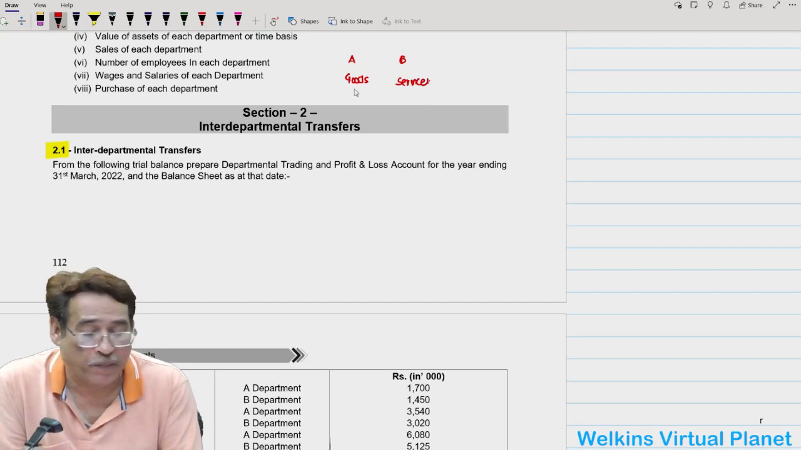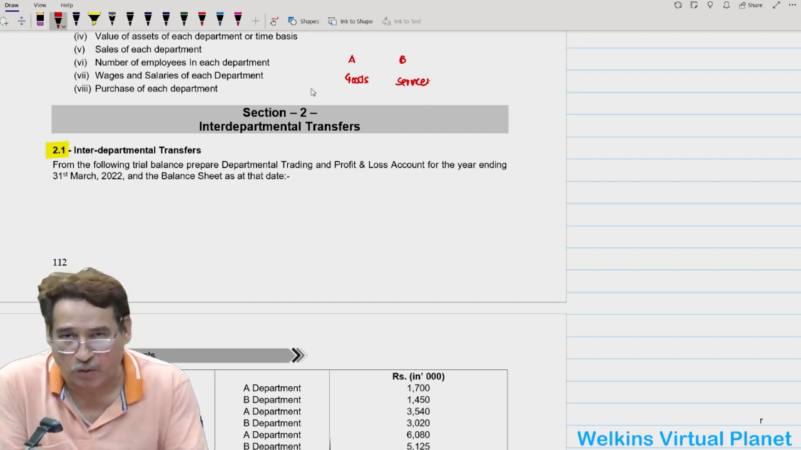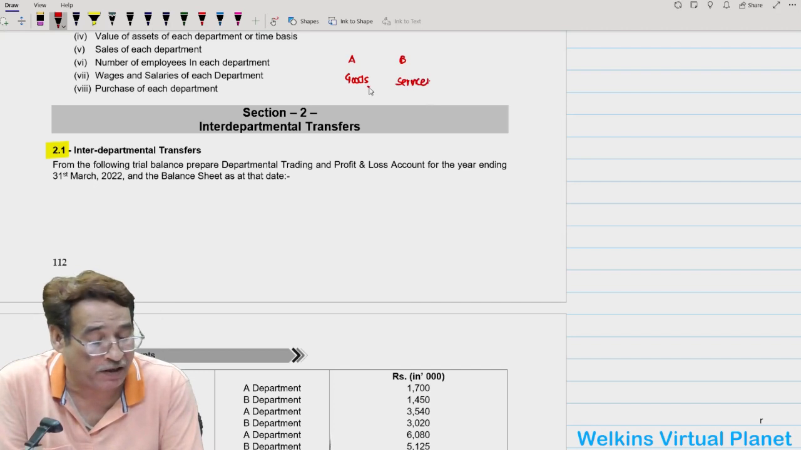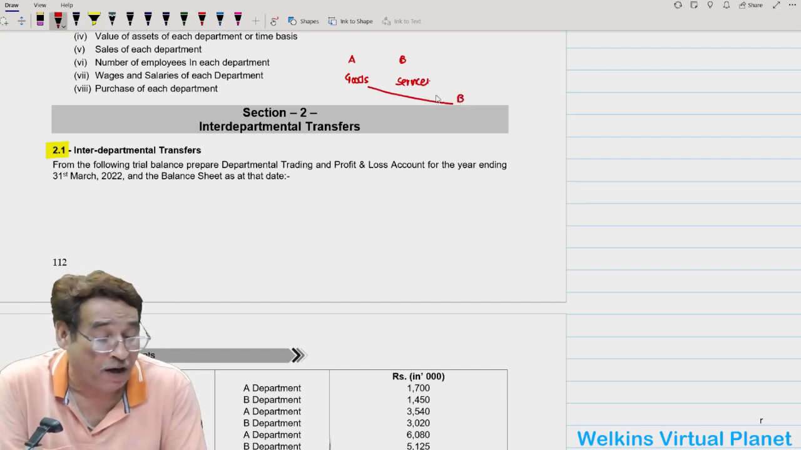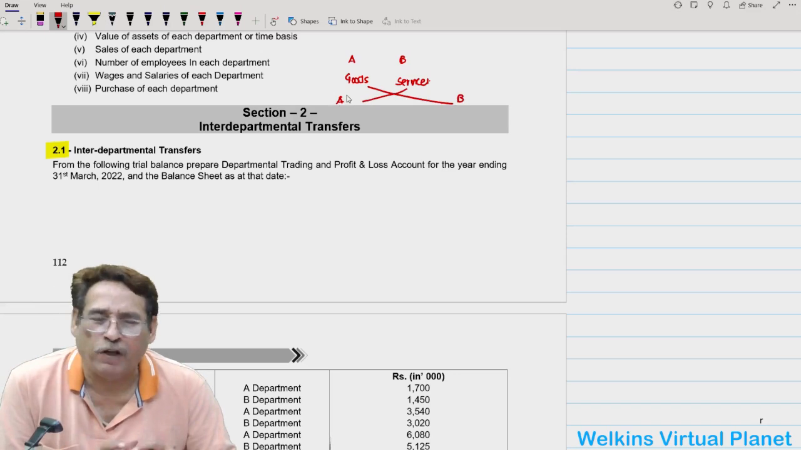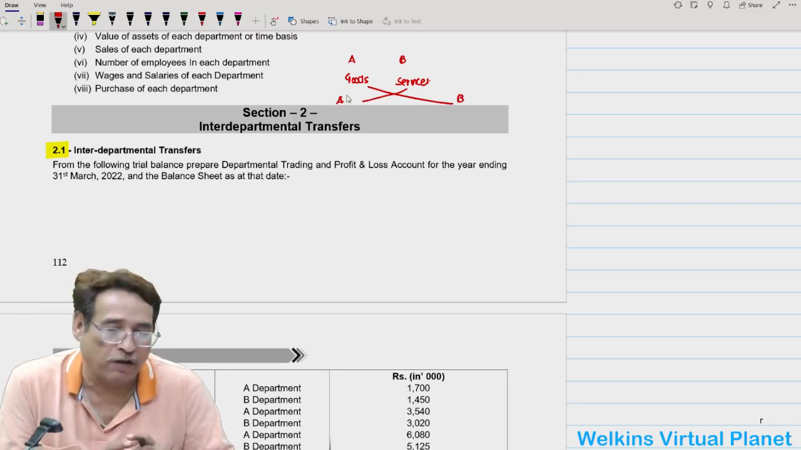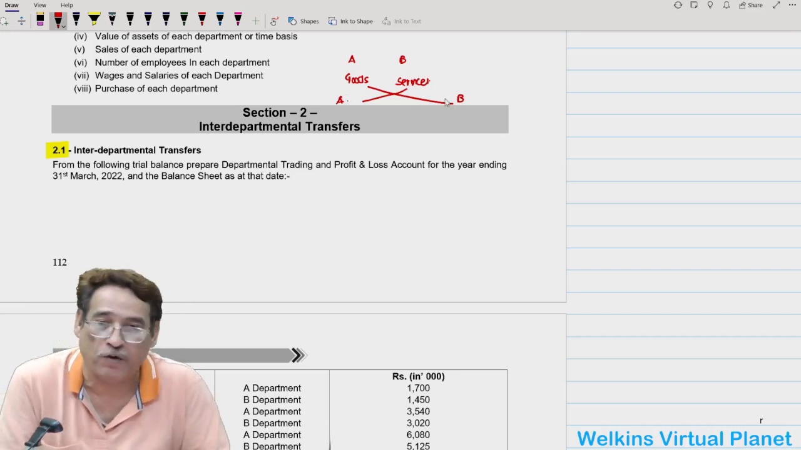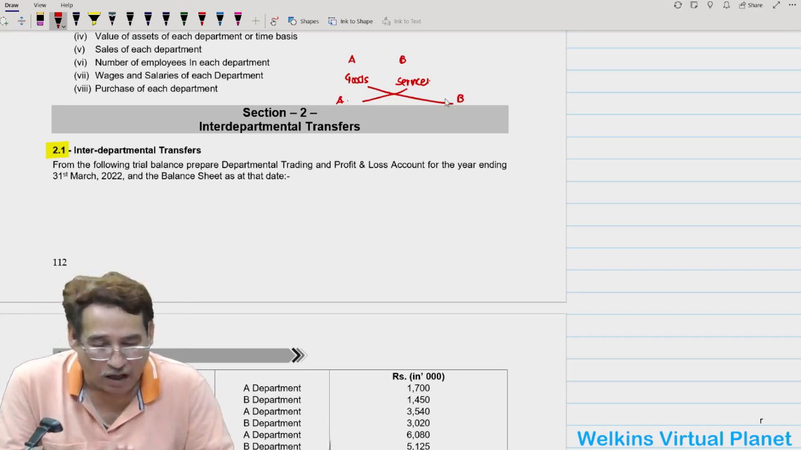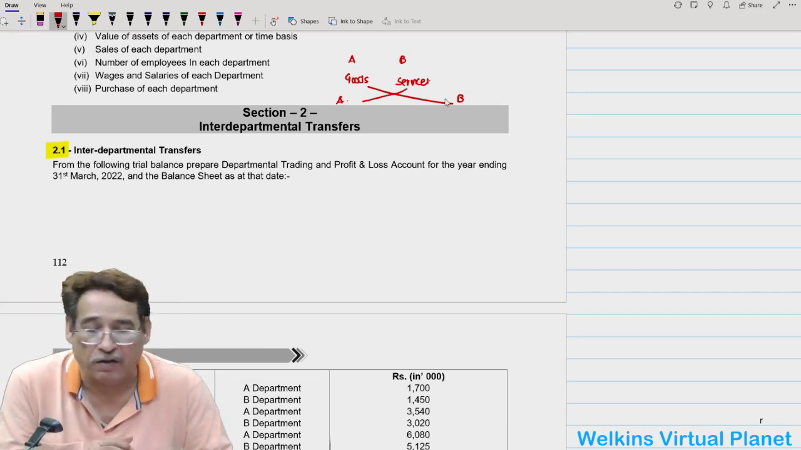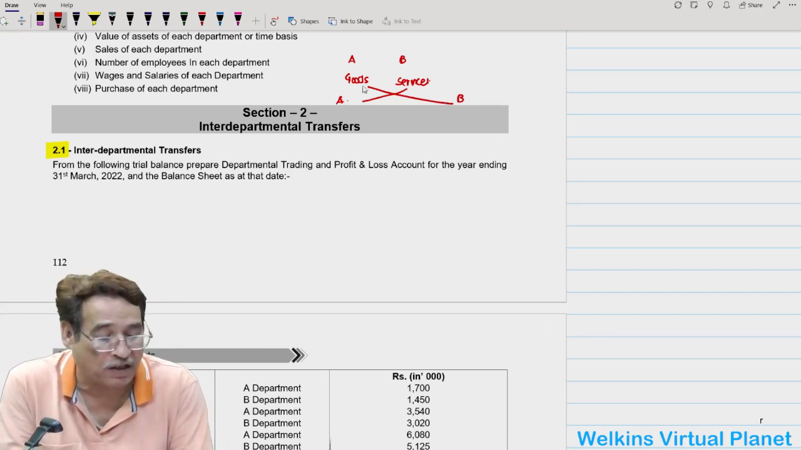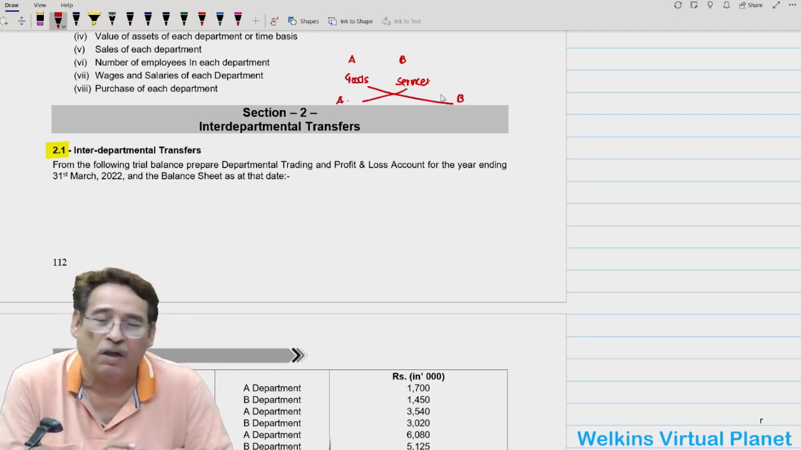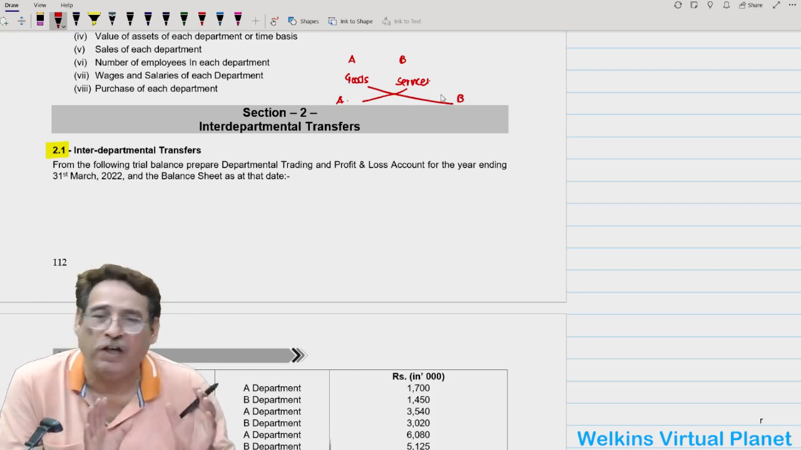Sometimes a particular department may sell goods to another department. For example, A might sell goods to department B, and similarly department B might sell some services to department A. No problem will arise if, out of the goods transferred, no proportion is still in stock. For example, if A has transferred goods to department B, and at the end of the year no portion of these interdepartmentally transferred goods is left, then no problem will arise.